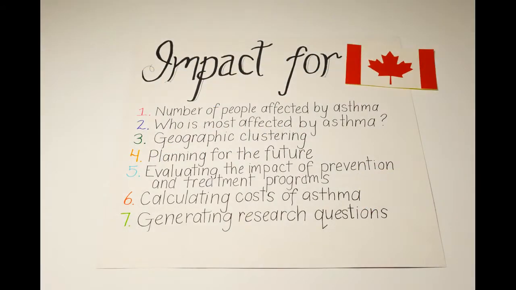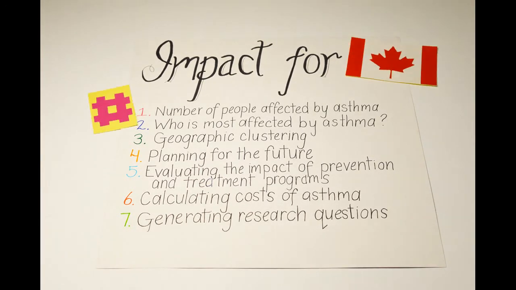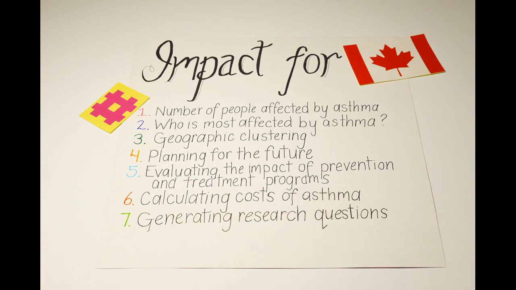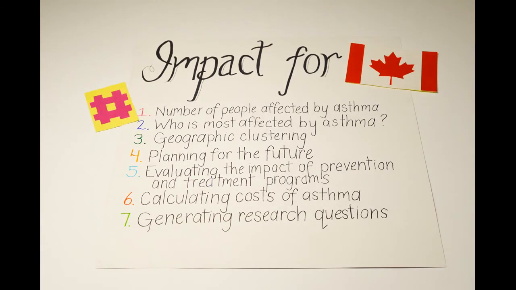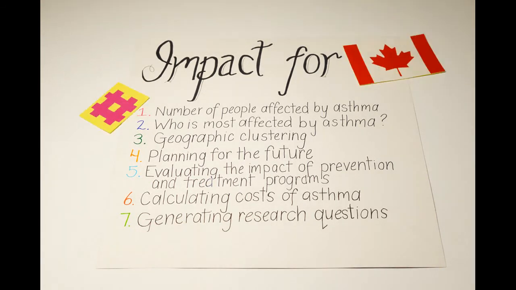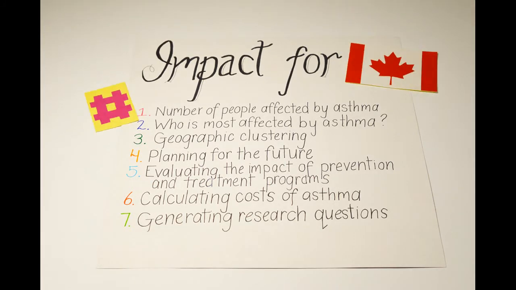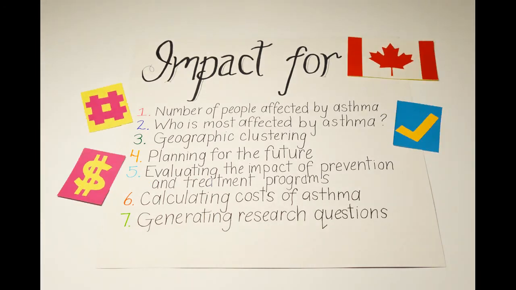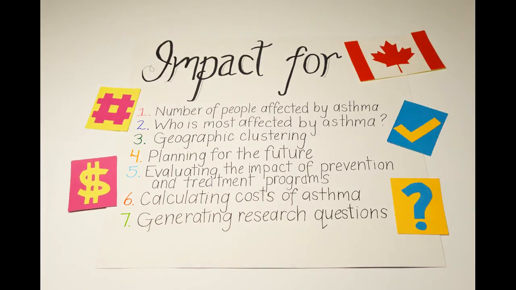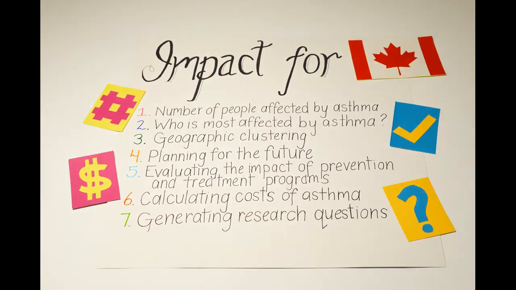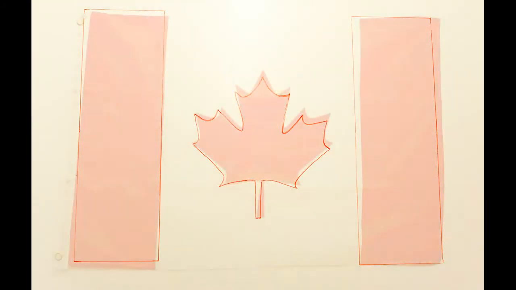The impact that surveillance has on Canadians is widespread. Surveillance tells us how many Canadians have asthma, who is at risk at what points in their lives, and where asthma is most common. It helps us to plan for the future burden of the disease, to evaluate the impact of programs to treat or prevent the disease, to calculate the costs associated with asthma, and to generate important questions for future research. Ultimately, the goal of asthma surveillance is to reduce illness and mortality and thus contribute to a healthier Canada for all.